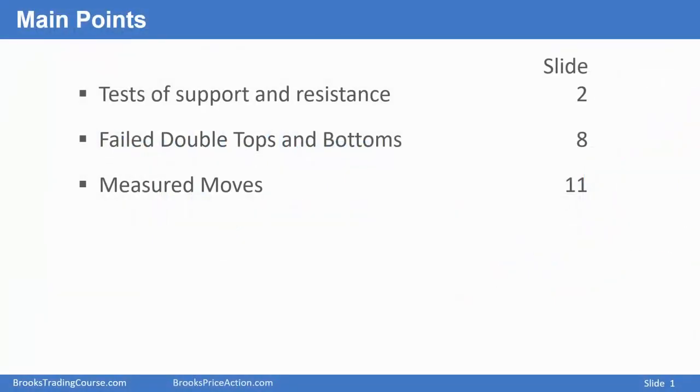I want to begin by talking about how a double top is a test of resistance, a prior high, and a double bottom is a test of support, a prior low. I'll then talk about failure of reversal, a failed double top where the market keeps going higher, or a failed double bottom and the market keeps going lower. And finally, I'll talk about measured moves based upon double tops and double bottoms.